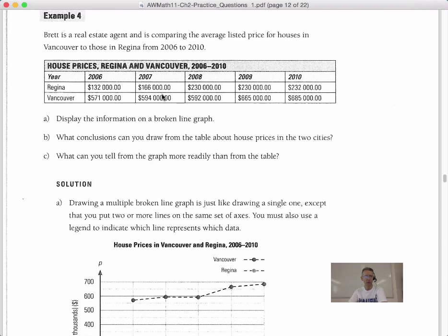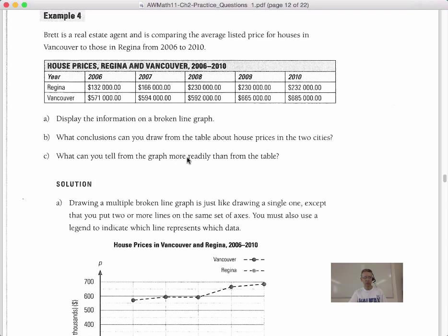So we can compare these, and we can see that the house prices in Regina really haven't increased that much, but they have in Vancouver, at least by about 100,000 or so. Oh, I guess they have increased by about the same amount also in Regina too. House prices are worth a lot more in Vancouver, obviously. Display the information on a broken line graph. What conclusions can you draw from the table about the house prices in the two cities?